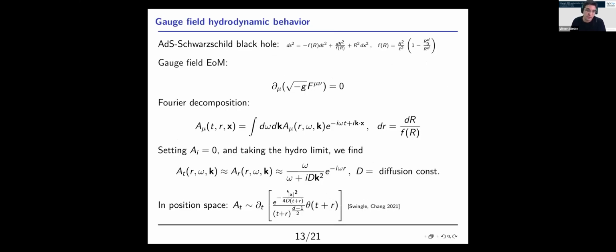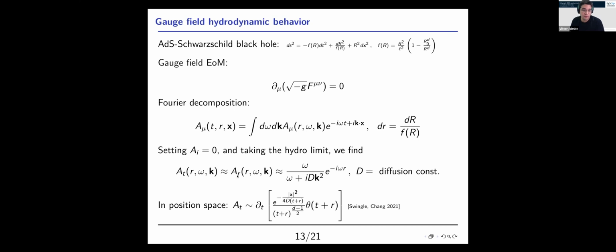Okay, so we consider an AdS Schwarzschild black hole. Since I'm deforming the theory with conserved currents, the corresponding bulk field excitation is a gauge field. Solving the equations of motion for a gauge field is in general hard, but one can solve this equation in the hydrodynamic limit.